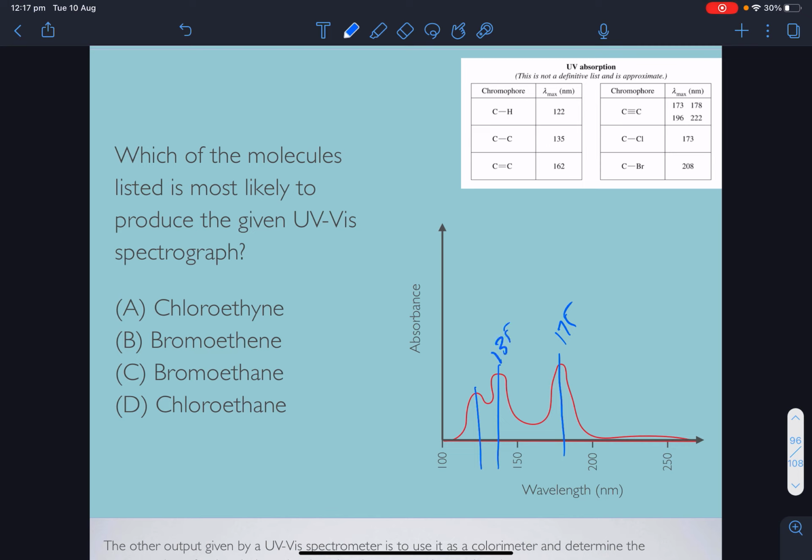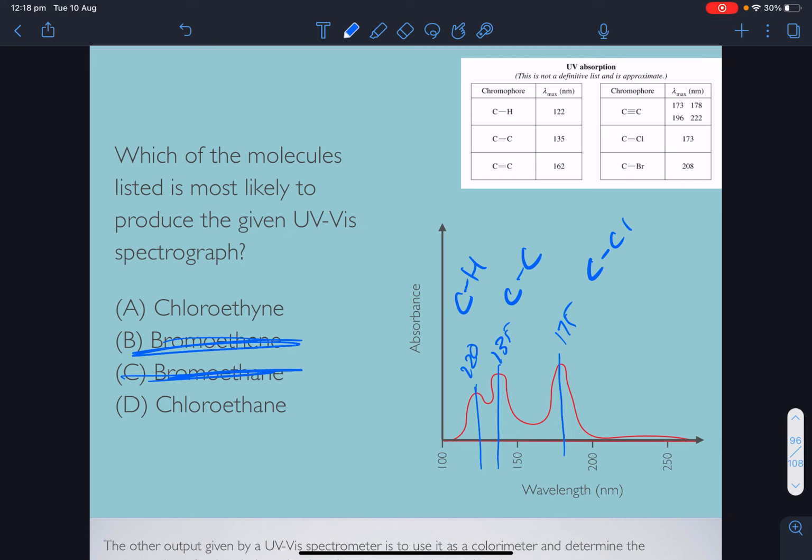I'm doing terrible, aren't I? And this one, which is more like the 120. Okay, so the 120 is looking like our carbon to hydrogen. The 135 is looking like our carbon to carbon. And our 175 is looking like our carbon-chlorine. Okay. So there's a chlorine there. So chloro is good. Bromo, no. Get rid of it. Chloro, we're good. We need to decide whether it's ethyne or ethane.